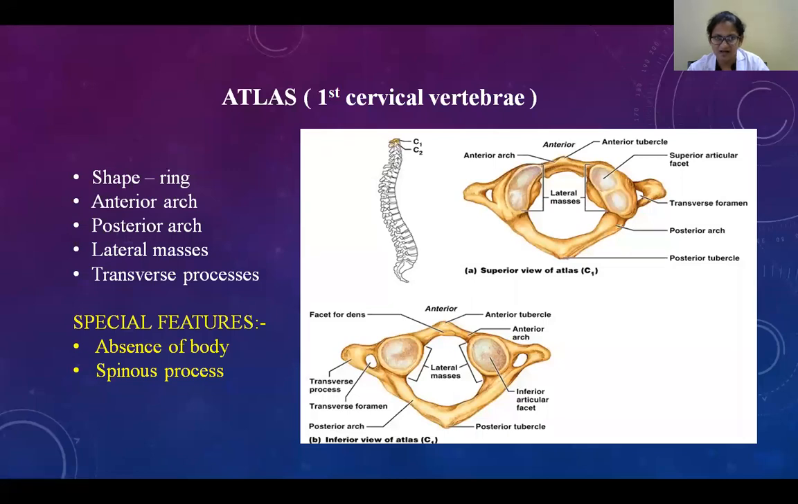In the atlas, it gives attachment to the posterior tubercle in the middle. And the rest of the upper surface gives attachment for the posterior atlanto-occipital membrane. The upper border of the anterior arch gives attachment for the anterior atlanto-occipital membrane, whereas the upper surface of the posterior arch gives attachment for the posterior atlanto-occipital membrane.